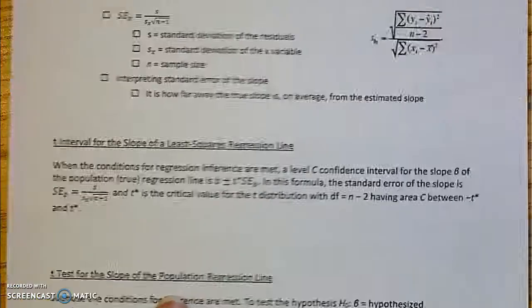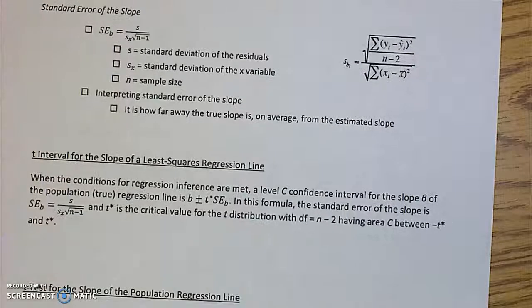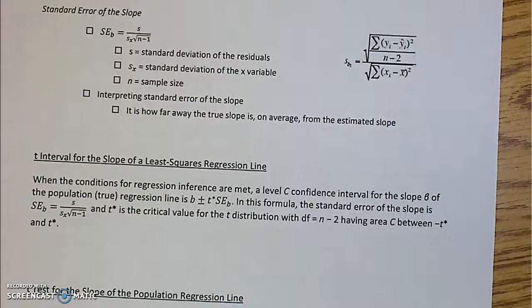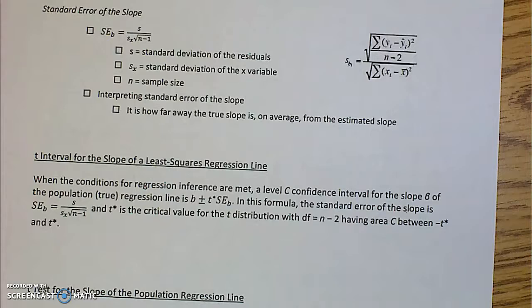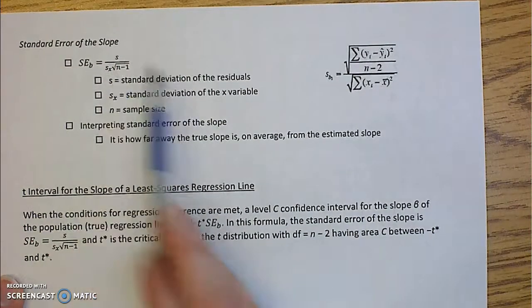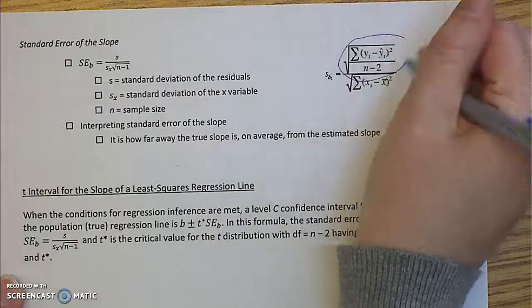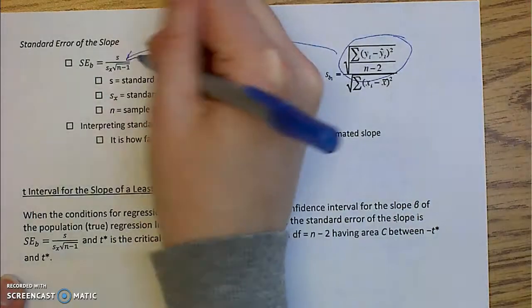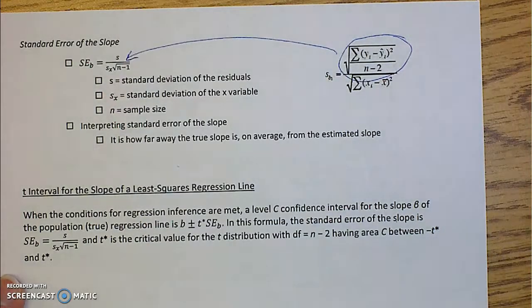The back of your notes is just talking a little bit more about standard error of the slope. I broke this down for you in class. S is the standard deviation of the residuals. That's given by this formula right here. Okay? And like I said, you're never really going to have to calculate this. You'll probably only have to interpret it.